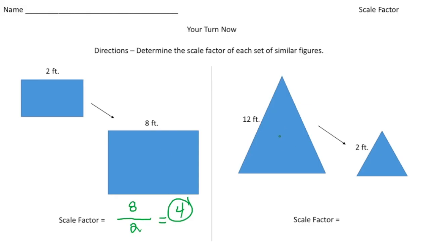Now let's take a look at these two triangles. Notice we're going from a large image down to a smaller image. That means we're going to have a scale factor of less than 1. So again, let's create our fraction bar, and we're going to put the 2 on the top and the 12 on the bottom. That's going to reduce down to 1/6, and that's the scale factor of these two triangles.